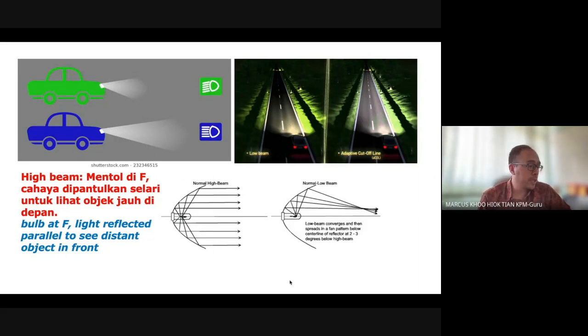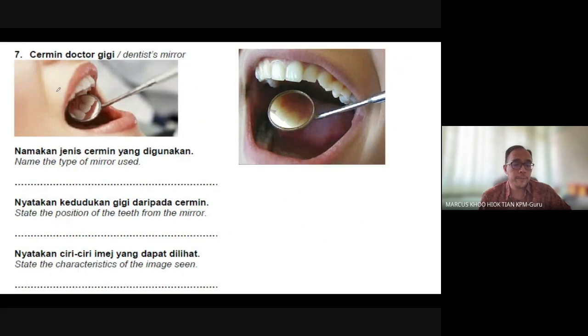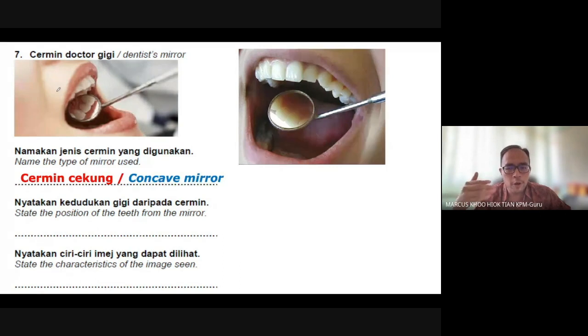All right, next application is the dentist mirror. The job of the dentist mirror is to make the object become bigger. So we also use a concave mirror for this. Notice that we've been talking about concave mirrors because the concave mirror has many uses: dentist mirror, makeup mirror, reflector of the torchlight. A concave mirror has a lot of these applications.